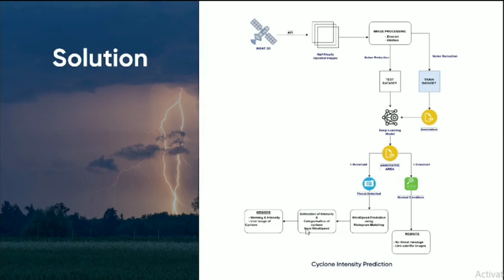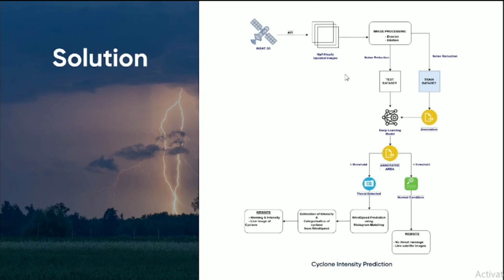Talking about the solution, we have developed a deep learning model, a convolutional neural network model, which predicts the intensity of the cyclone, or the intensity of the image which we give as input, and the predicted intensity is displayed using a website.